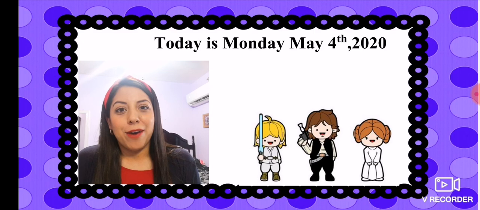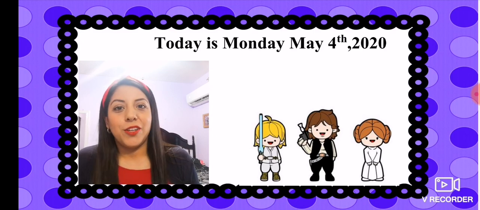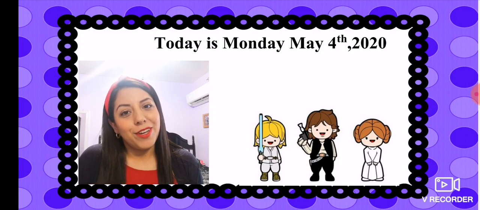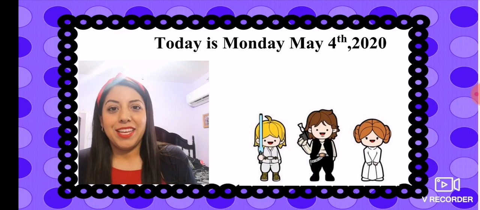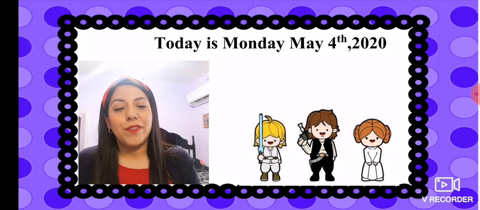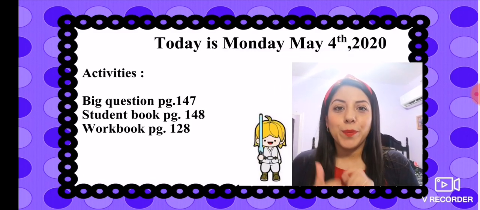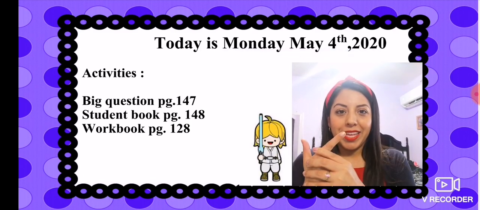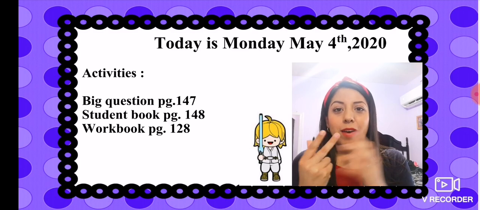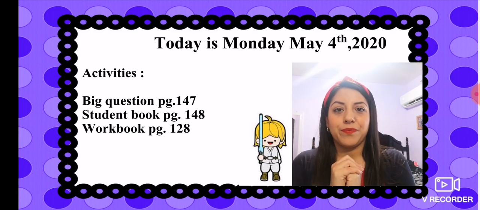Today we're going to talk about the big question, Unit 15, and we're going to talk about musical instruments. So today we're going to need a few things: the student book, the workbook, and your pencil case. Have these three materials ready, please.